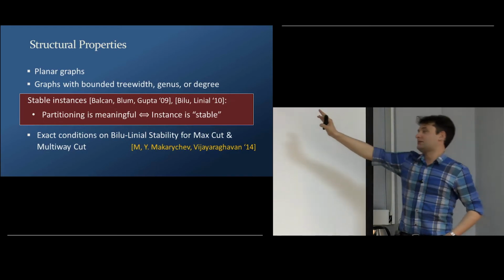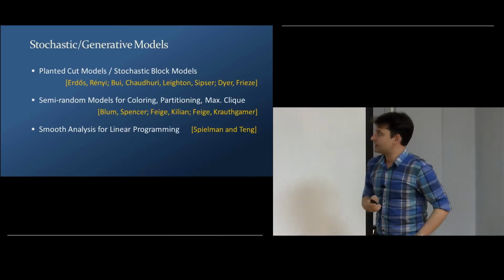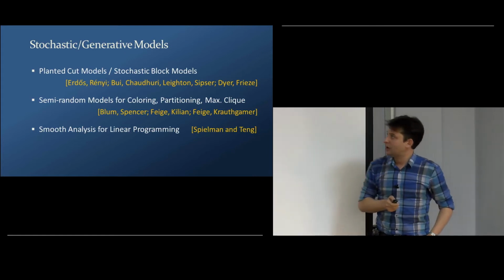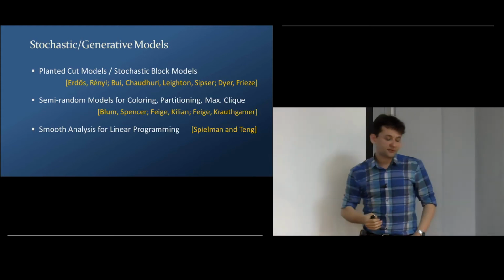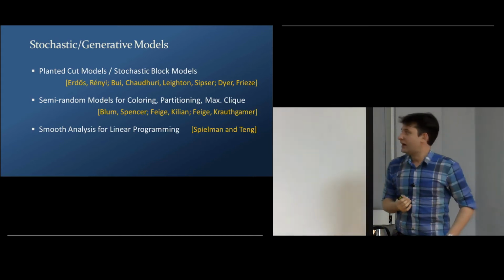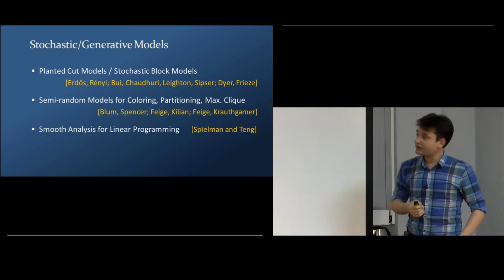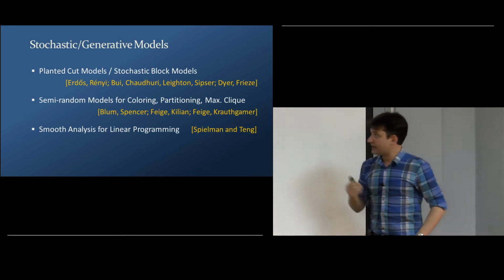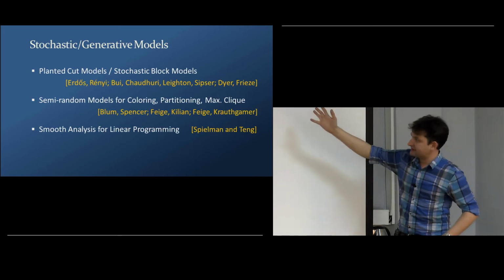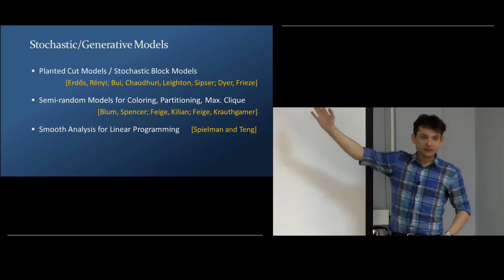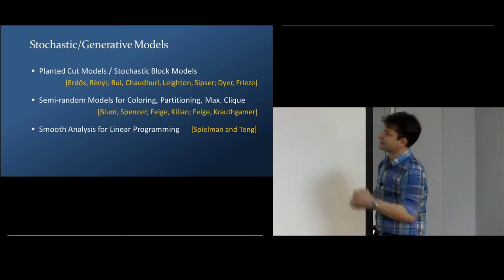And there are many other structural models of real-life instances, but I won't talk about them today. Today I will talk about stochastic or generative models. The oldest model is the planted cut model. This is the name in theoretical computer science, and in other communities this model is known as the stochastic block model. This model is studied in theoretical computer science, in machine learning, statistics, and it's very popular in social sciences. Essentially, it says that the graph is an Erdős-Rényi graph, and I will talk about this model in a few moments. I will postpone the definition of what exactly this model says.